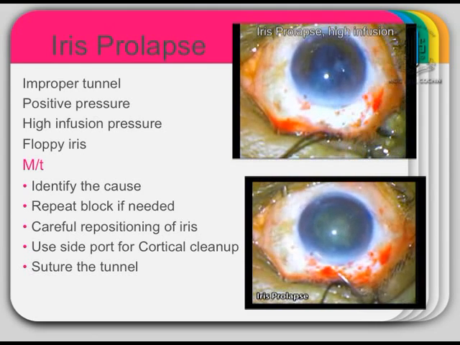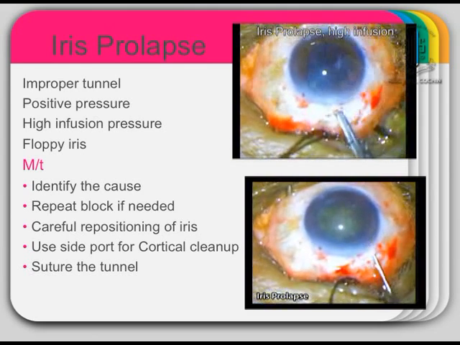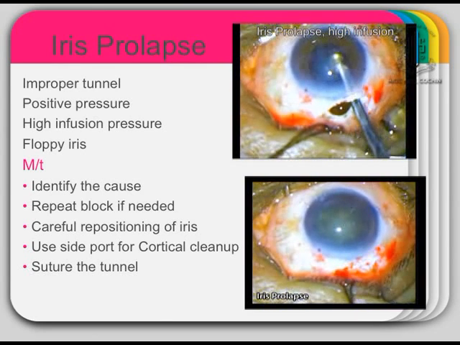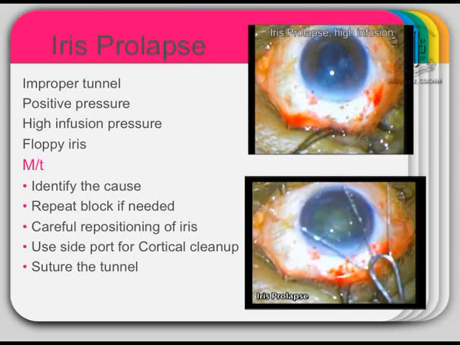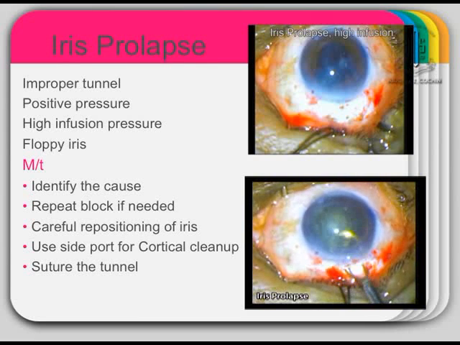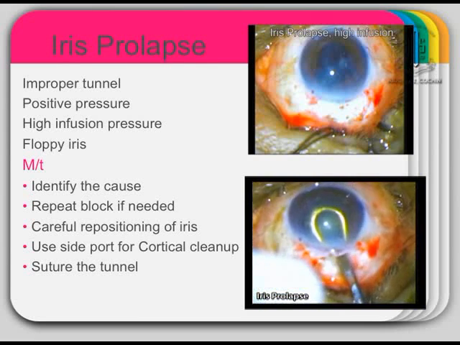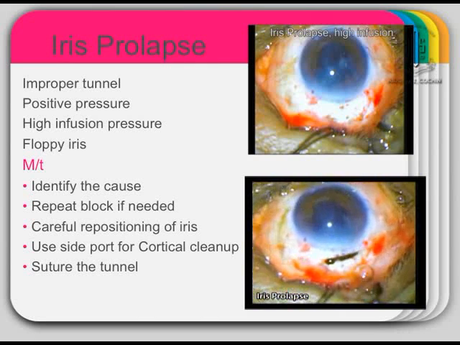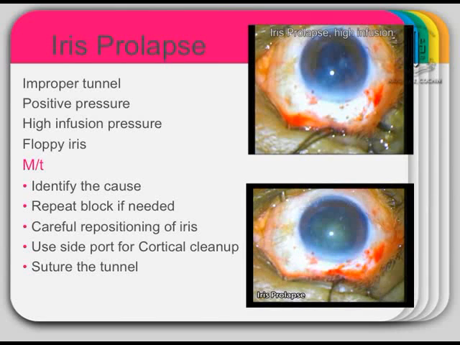Iris prolapse is seen in case of an improper tunnel, positive pressure, or high infusion pressure. You can see in this video, the flow was so fast and with such a speed that the iris got prolapsed. Or it may occur in case of floppy iris. Management is to identify the cause, repeat the block if needed, carefully reposition the iris, use the side port for cortical cleanup and suture the tunnel at the end of the surgery.